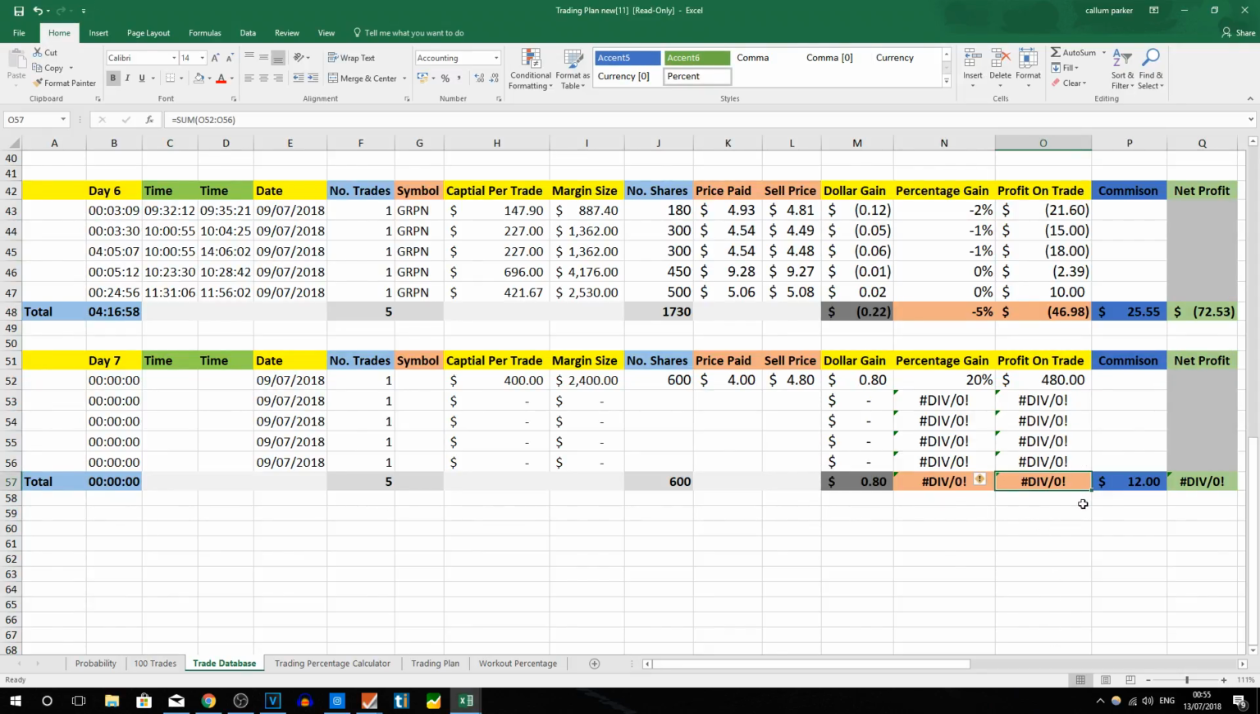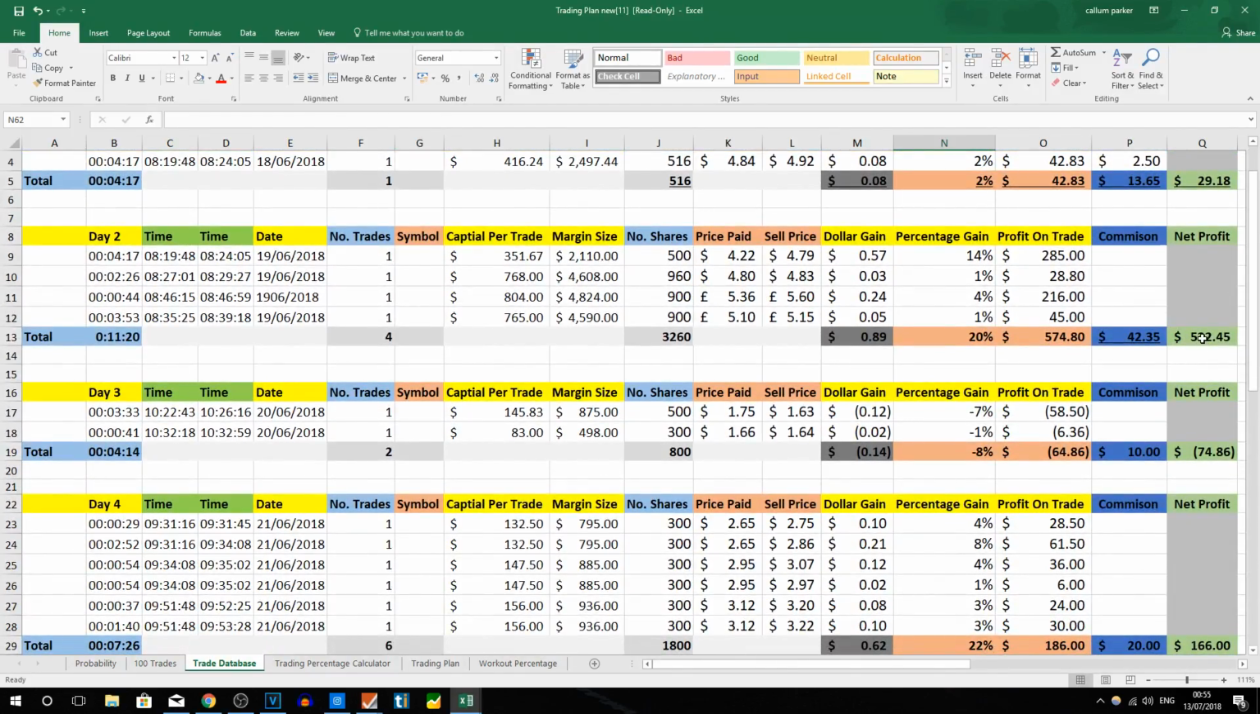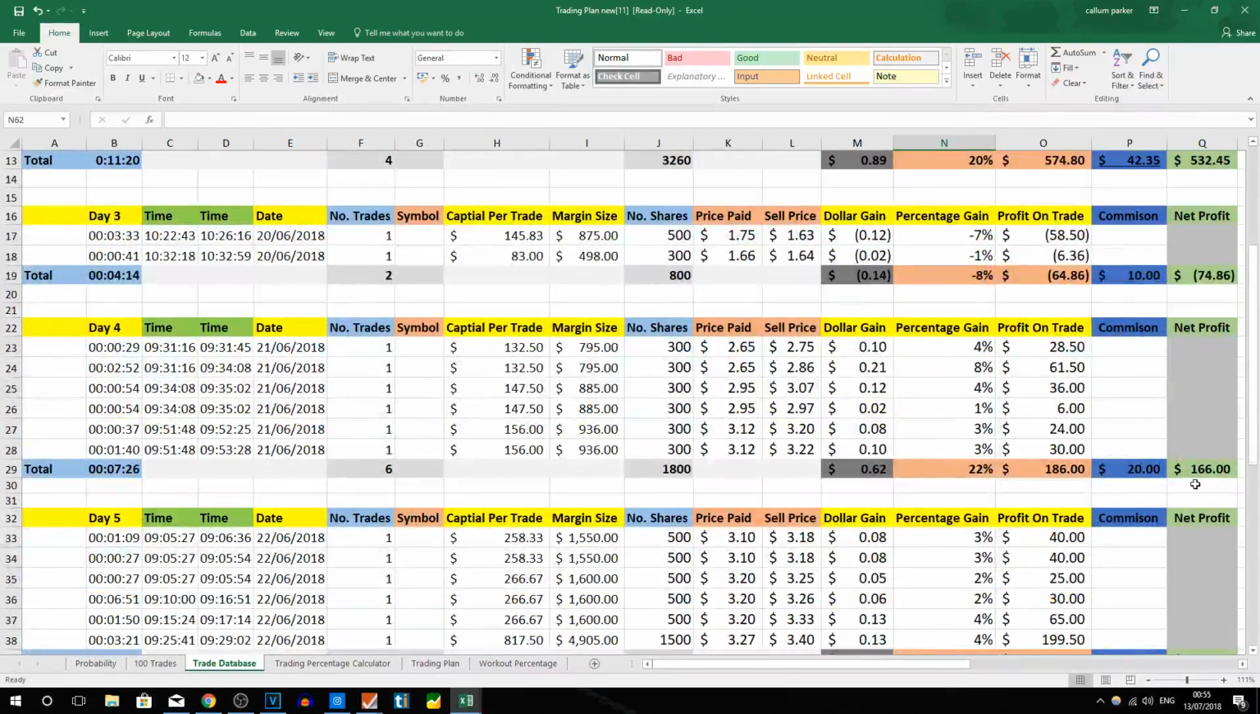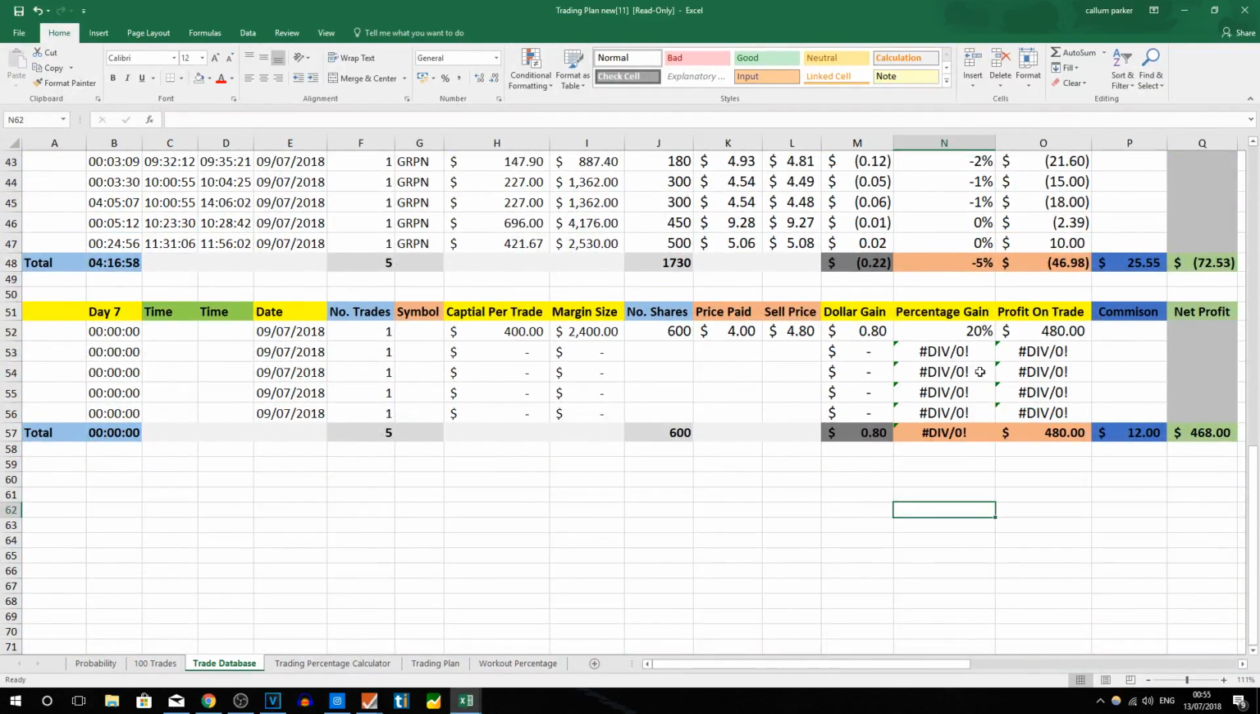So this, for example, if we were going to just do it quickly, would be 480 minus the commissions, and that works out straight away. So that would be 480 minus the 12 equals 468. That's how I've done that. So yeah, this was my day 1 to day 6. I haven't added day 7 yet, but day 1 was $29, day 2 was $532. This is net profit after the commissions, and then minus 74, 166, 360, minus 72, and then day 7 was actually minus 75 as well.